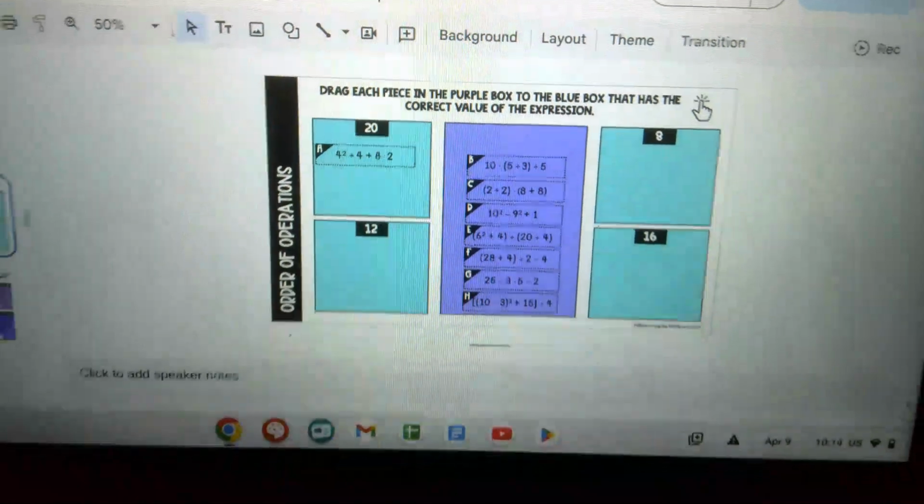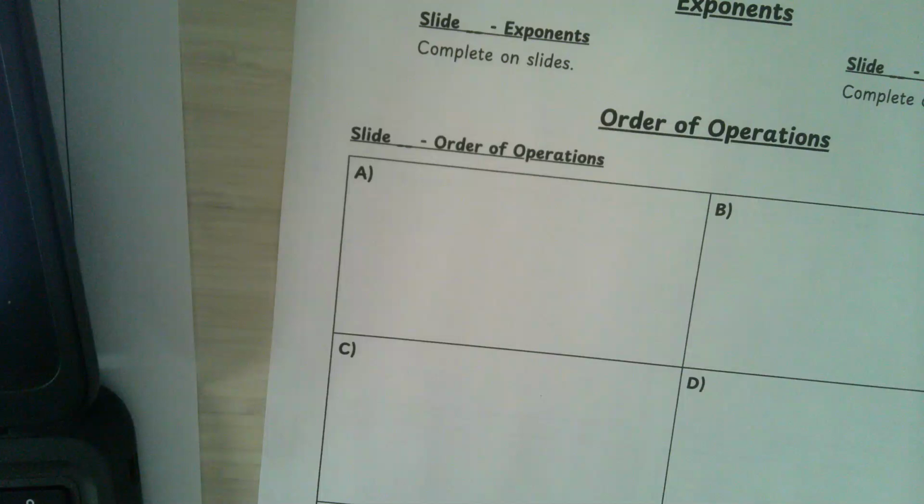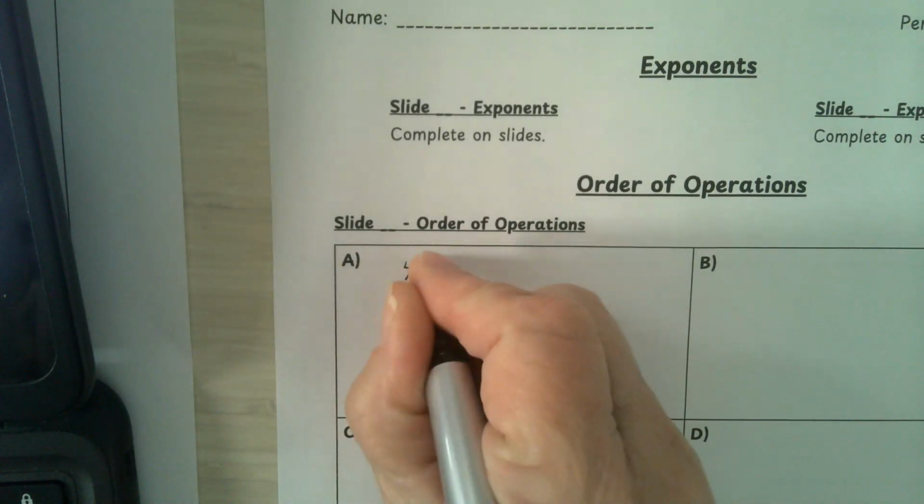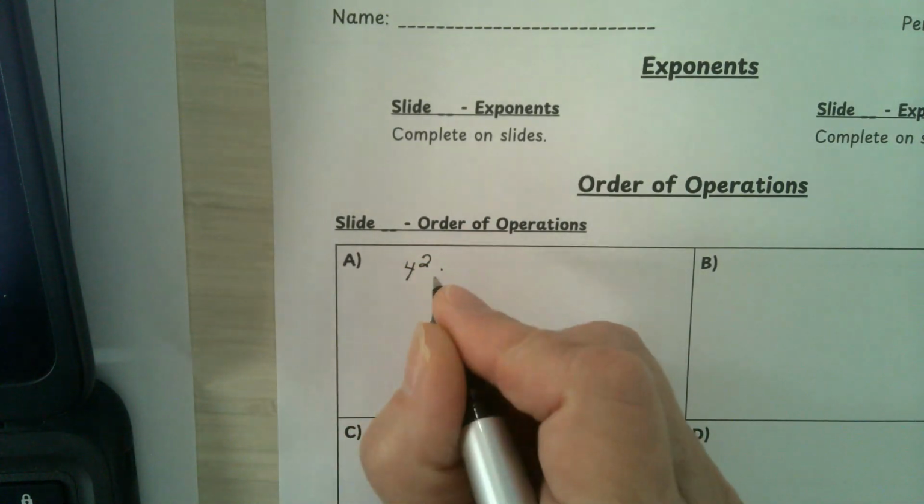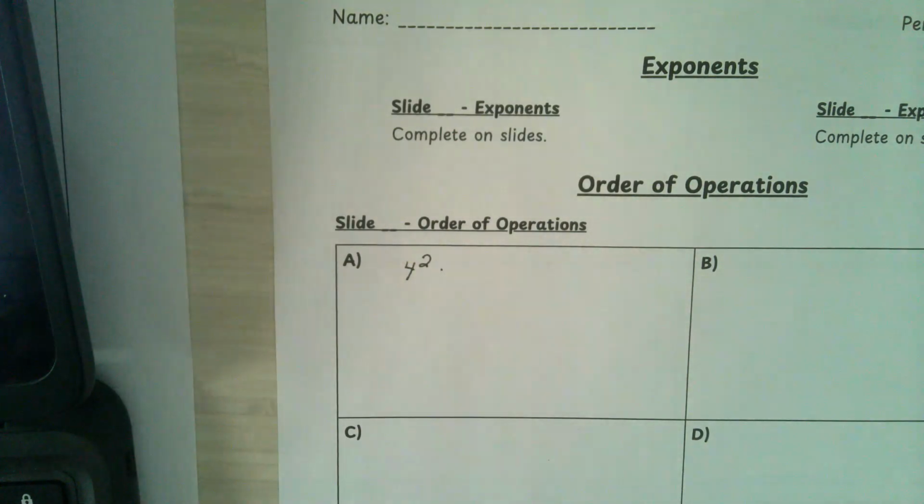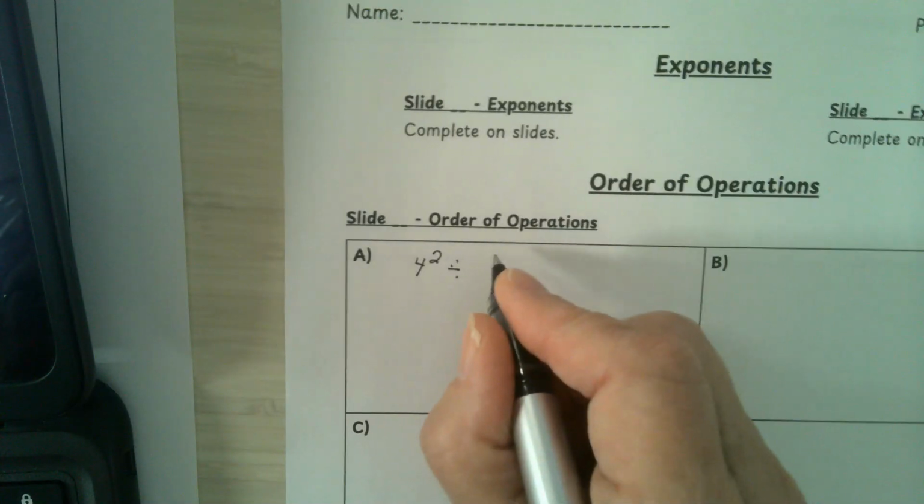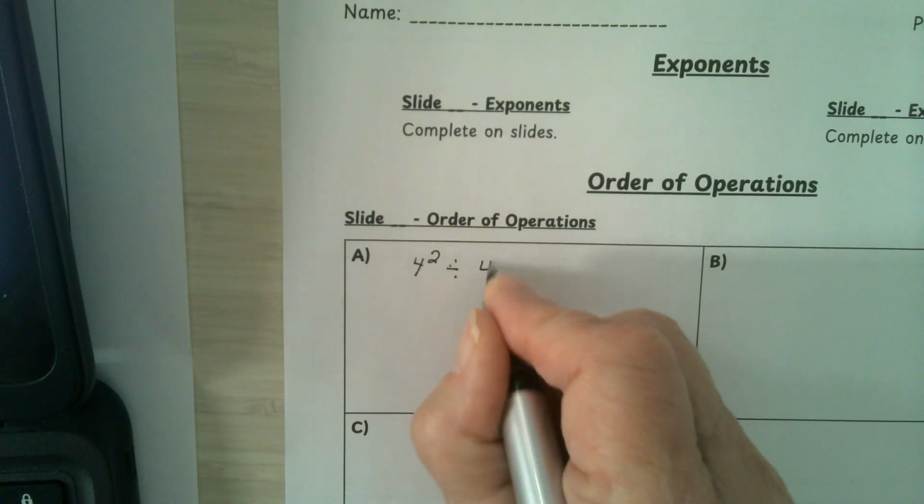So for letter A, let's write the problem down on the worksheet. Letter A, you have to show your work on this. What does the problem say? 4 to the second power. Is that a plus or a divide sign? Divided by 4 plus 8 times 2.